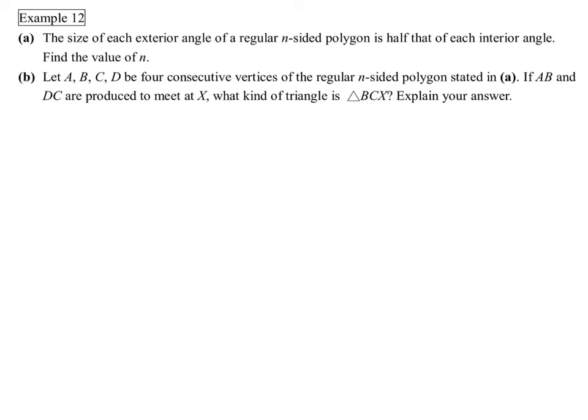Example 12, question A. The size of each interior angle of a regular n-sided polygon is half that of each exterior angle, and find the value of n. So let's look at the question and then change the questions into the symbol you know. For example, the size of each exterior angle of an n-sided polygon is describing one angle.